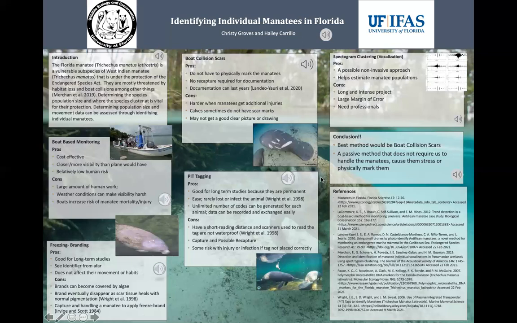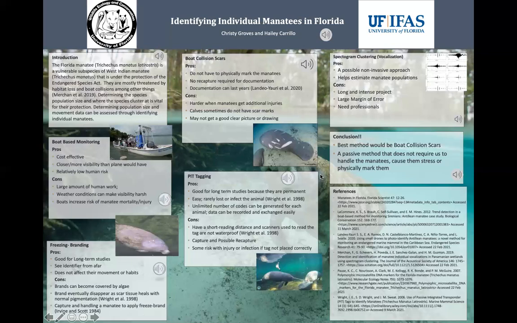Boat collision scars is a method that involves going into the field to either take pictures or draw sketches of the different scars seen on individual manatees. These manatees are given a unique code that's put into a database. You can use this database to compare codes with other scientists. For this to work, you need a clear picture of the subject.